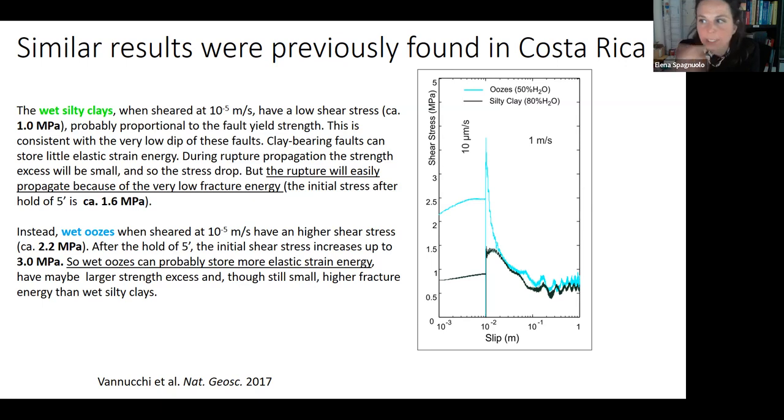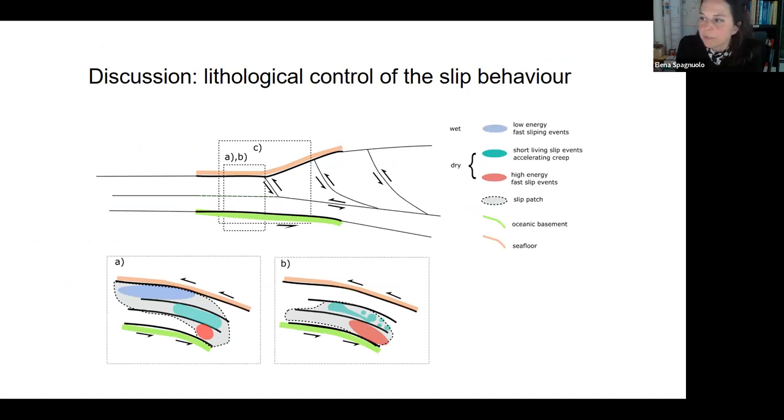So we tested similar materials, wet silty clays and wet oozes, and the results were very similar. In wet silty clays, when sheared very slowly, they have a low shear stress and can store little elastic strain energy. During rupture propagation, the shear stress is small, and also the stress drop, but the rupture will easily propagate because of the very low fracture energy. And for the wet oozes, our conclusion was that they can probably store more elastic strain energy, so they can store energy even when they are considered weak. So this is just some discussion that we are trying.